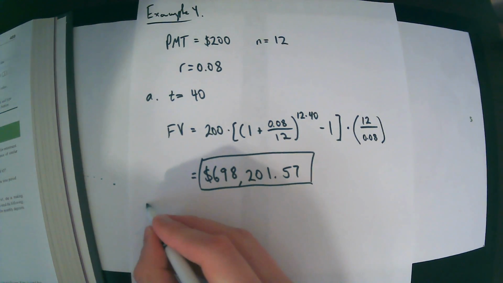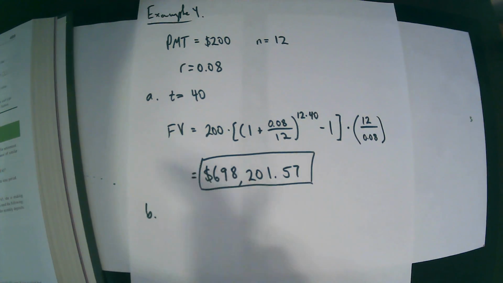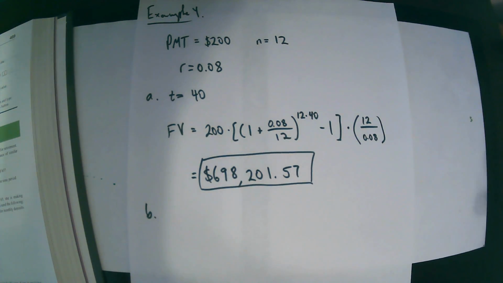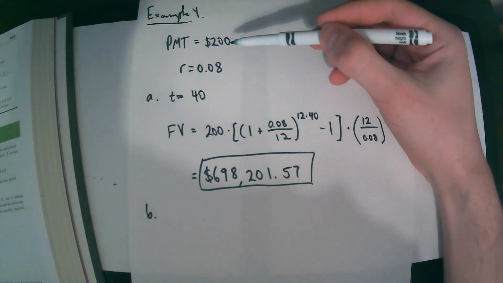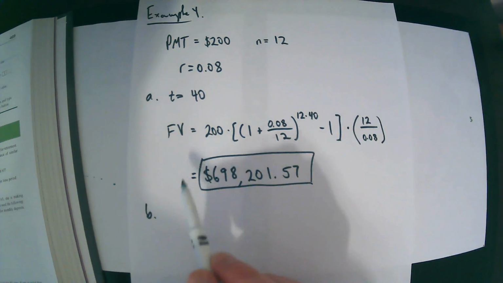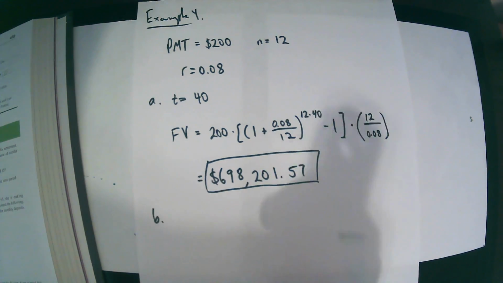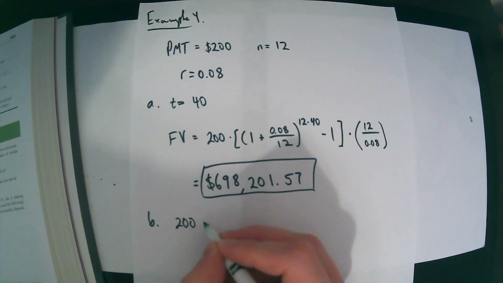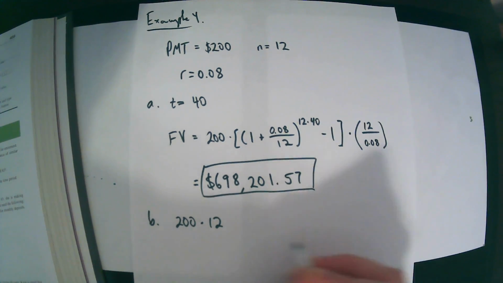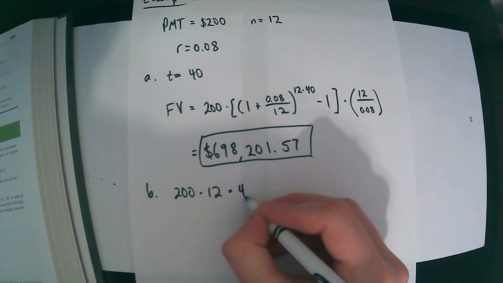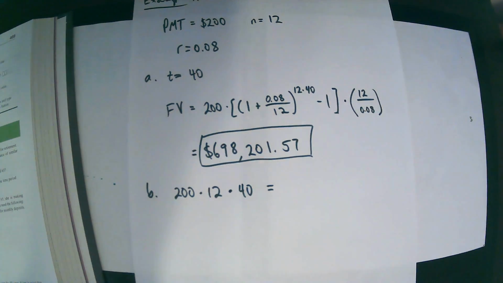That's what Part B is getting at. Part B says compare the future value to the total amount she deposited over the time period. So, how much is she putting in versus how much did she earn? In other words, how good really is her savings account? Well, we can say she's making $200 payments 12 times a year for 40 years. Take the product of all of those.